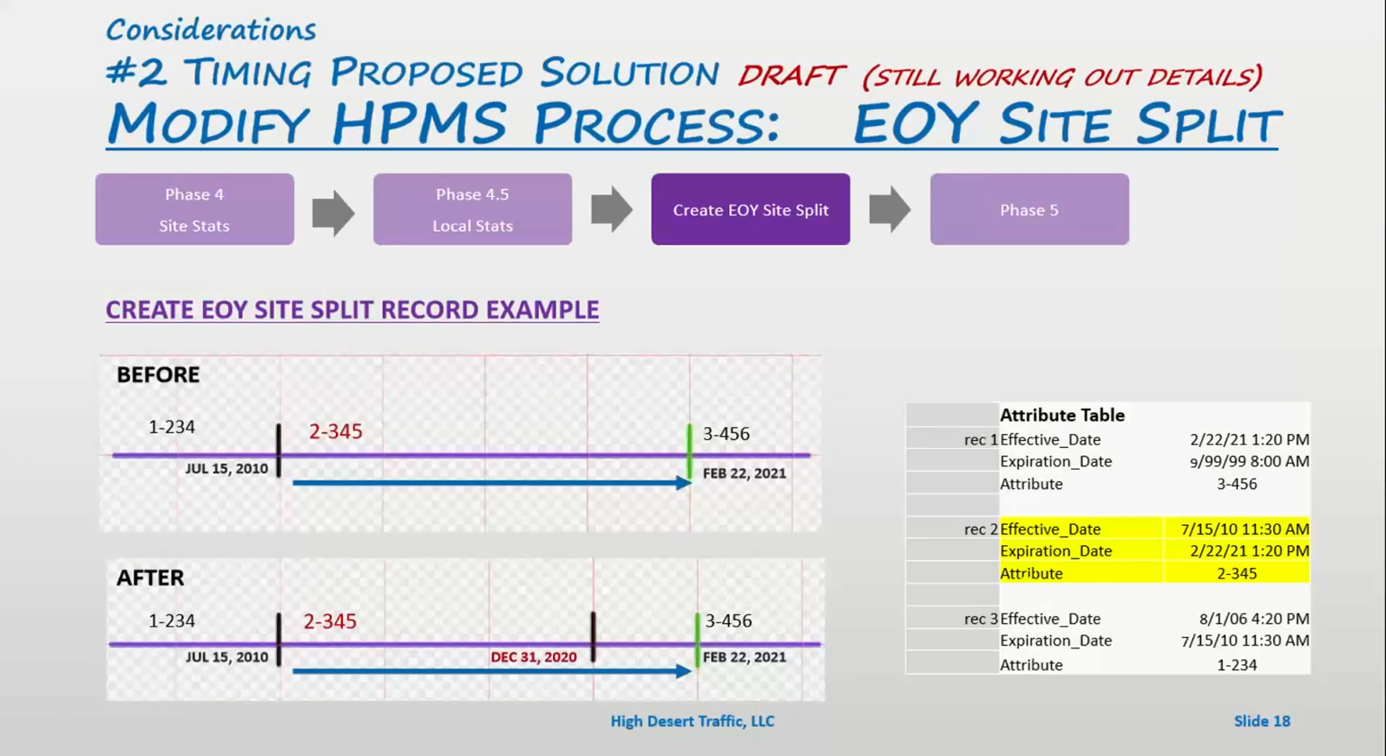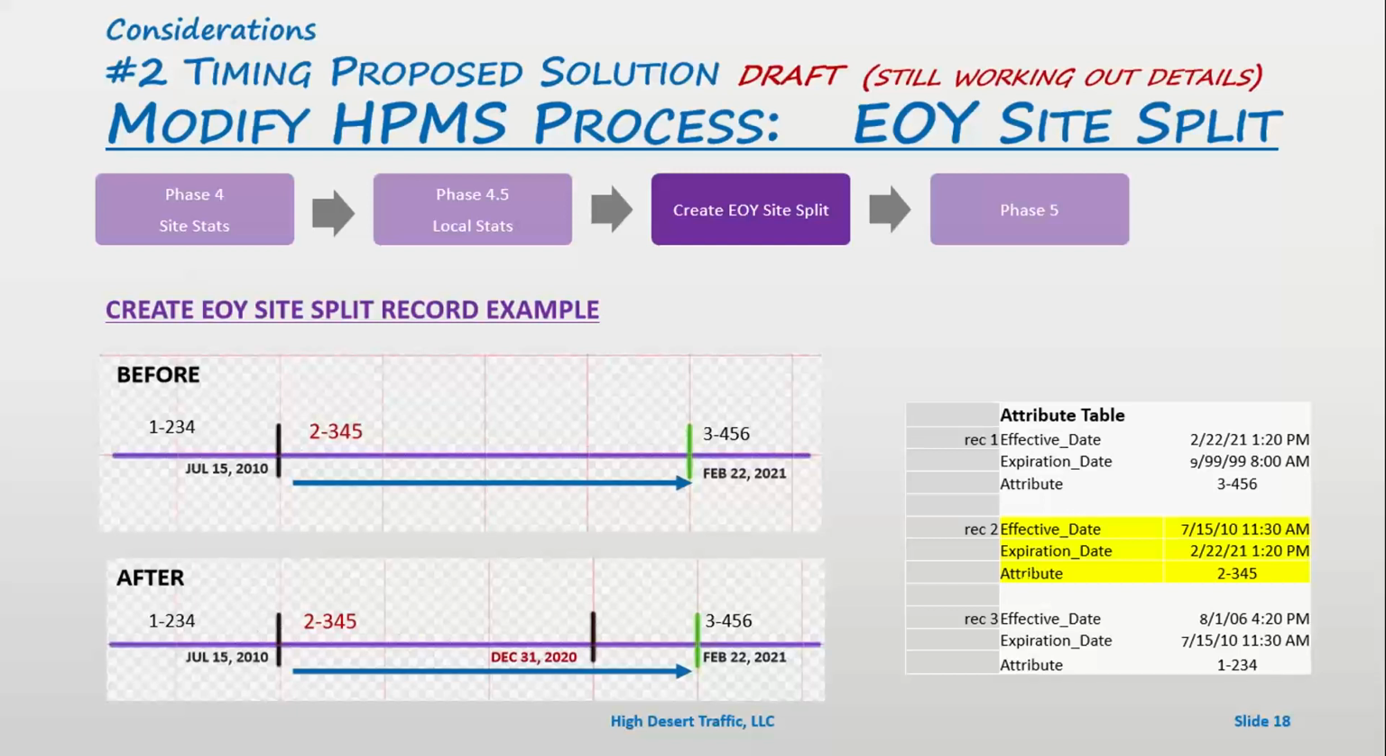Oh, and this is a good example of what we're talking about. If you have some attribute, whether it's functional class or whatever, and it changes at some point in the year, in this example, July 15th, 2010, that will create a site split. Let's say we changed the mile point from 1234 to 2345. Then after 2010, until some point in the future, someone made it 3.456 in 2021. So next year, 2021.